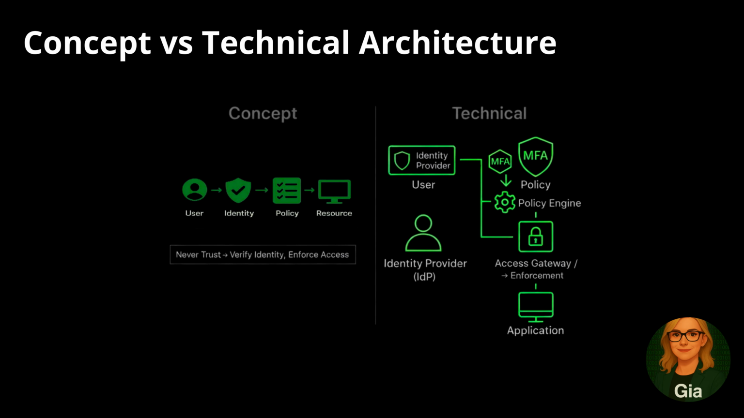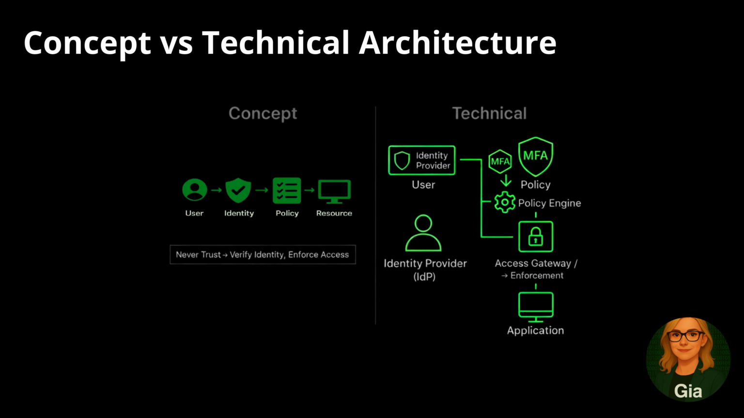At this point, it's important to pause and make one thing clear. What we've looked at so far is the conceptual view of Zero Trust. On the left, we have the simple idea: user, identity, policy, and resource. On the right is the technical view, where those same ideas are implemented using real systems.